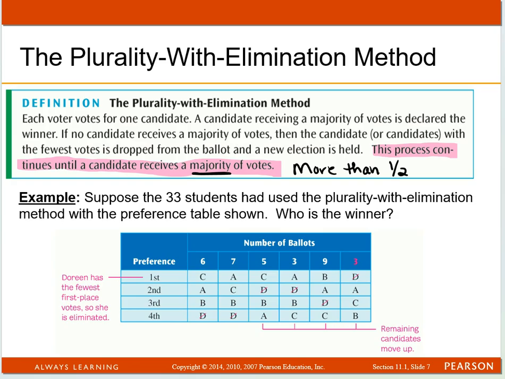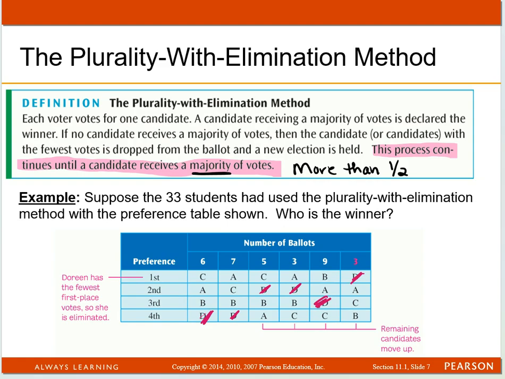And so each voter votes for one candidate. A candidate receiving a majority of the votes is declared the winner. If no candidate receives a majority of the votes, then the candidate or candidates with the fewest votes is dropped from the ballot and a new election is held. And you can see that these are still the same number of votes, but Doreen only had 3. So they went through here and they said, well, Doreen is out.